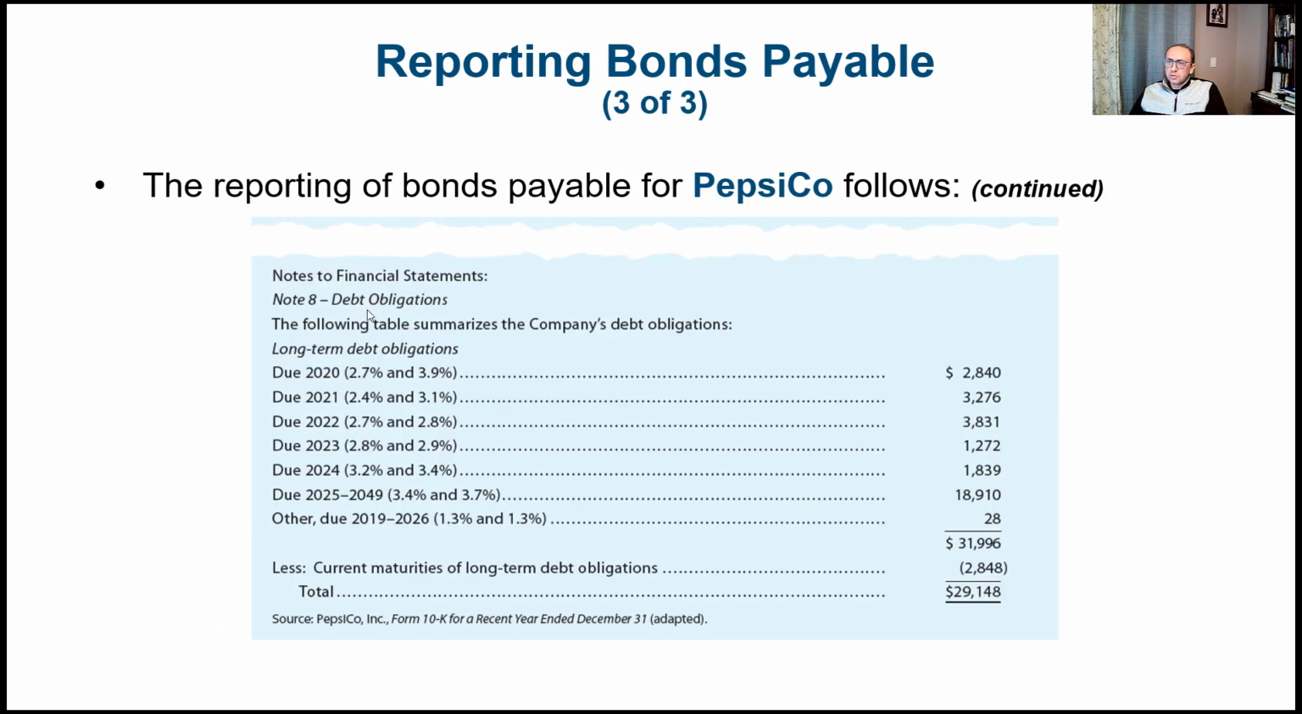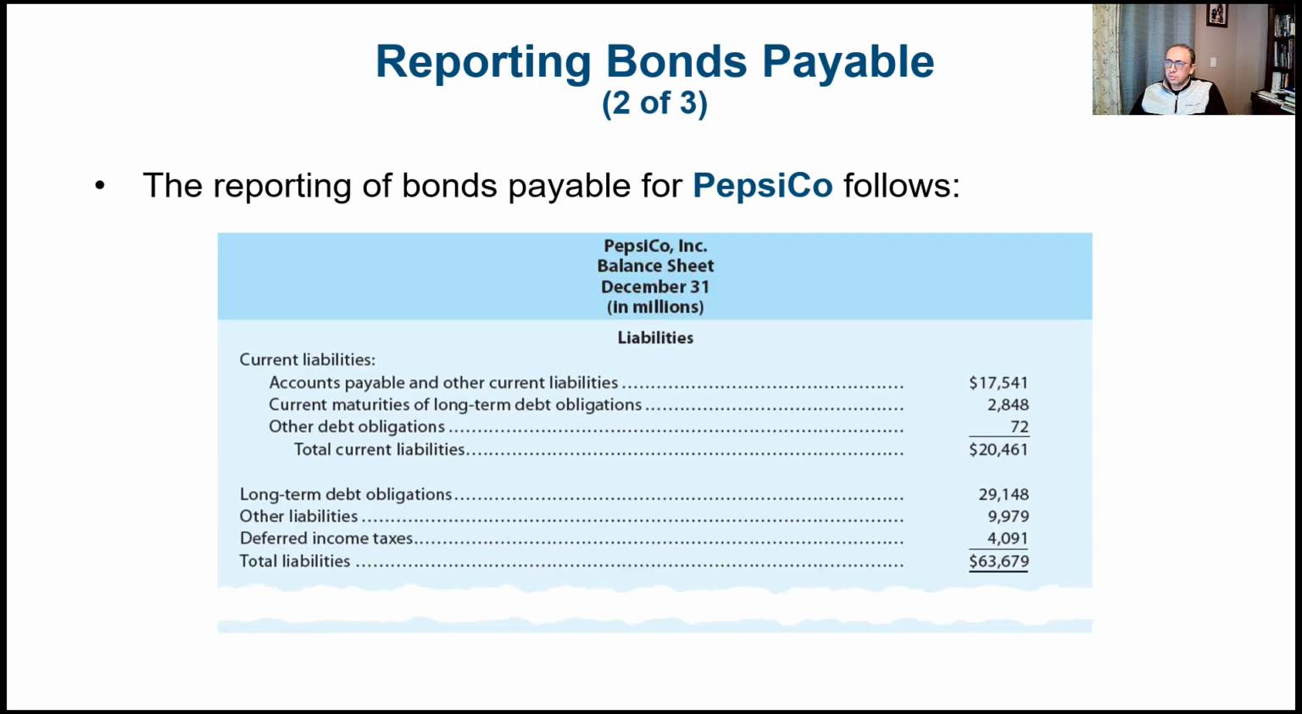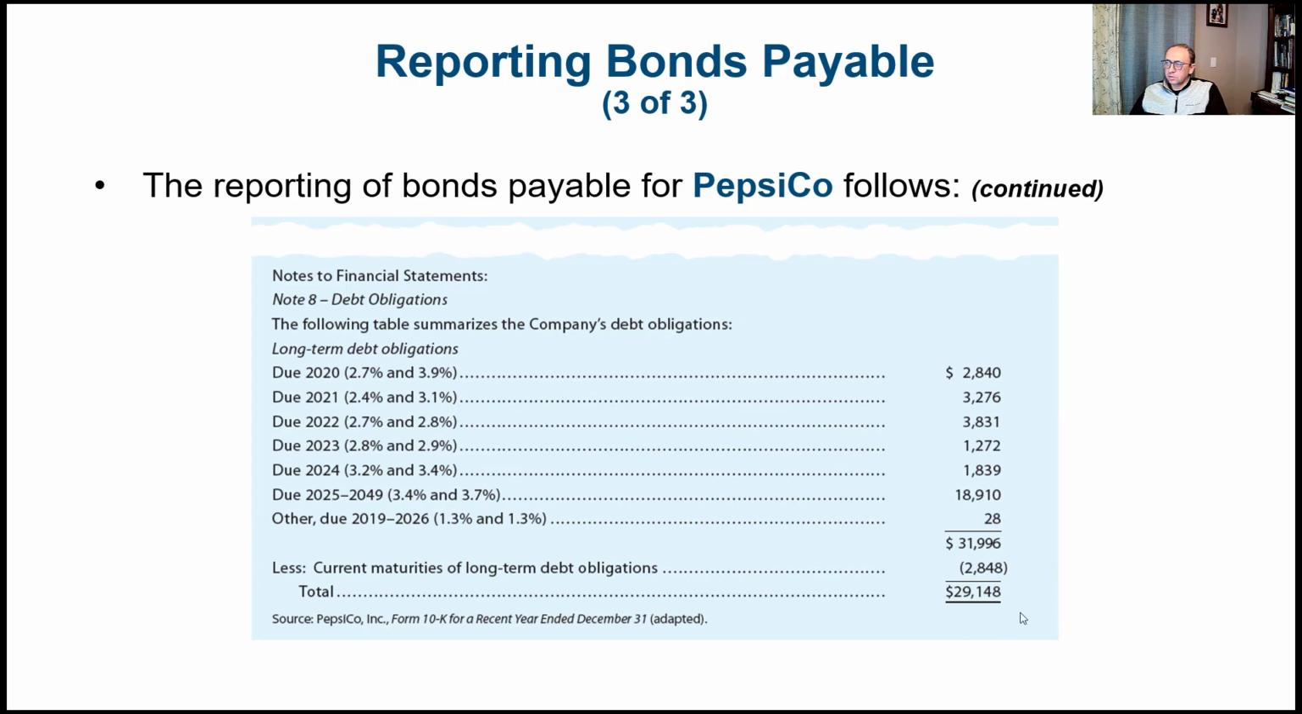In the footnotes, they have the following table that summarizes the company's debt obligations, and they have the portion that's due in 2020, 21, and so on. So they have a very good explanation. They broke it down year by year based on their maturity. And then less the current maturities of long-term debt obligations. So you see here the debt obligations, it was the 29,148, this is the value that we have here.